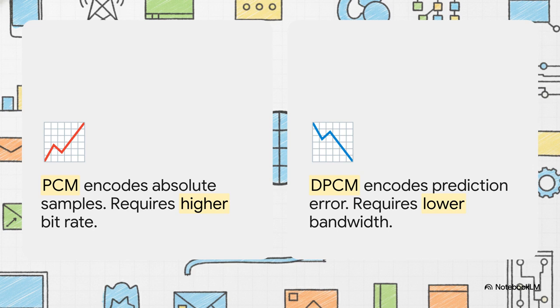DPCM is smarter. It uses a prediction filter to literally guess the next value. Then it only encodes the difference, the prediction error, between the actual sample and its guess. Because this error is almost always a really tiny number, the dynamic range shrinks dramatically. A smaller range means you need fewer bits, which directly lowers your bitrate and your bandwidth. The absolute critical takeaway here: DPCM quantizes the prediction error, never the original signal.